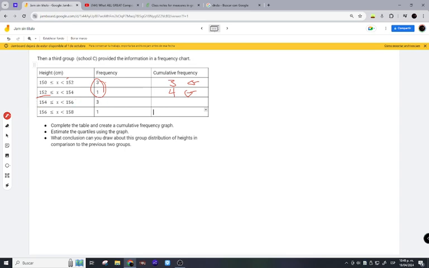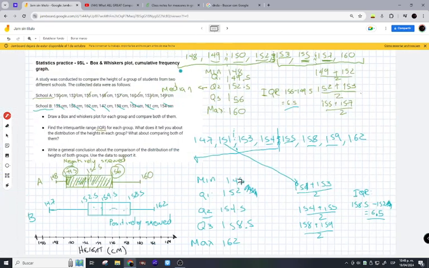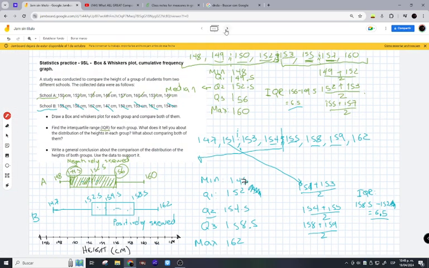In this range, there are 3 people, and in this range, there is one person. The cumulative frequency in this case is now 7, because so far we accounted for 7 people, and here, for 8, so the cumulative frequency is 8. Okay? That's it. We have 8 people in this set, the same amount as these 2 schools.